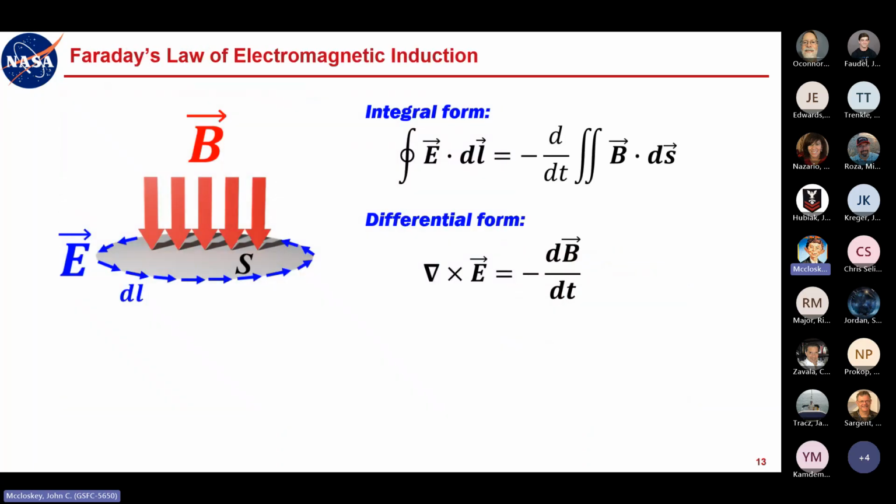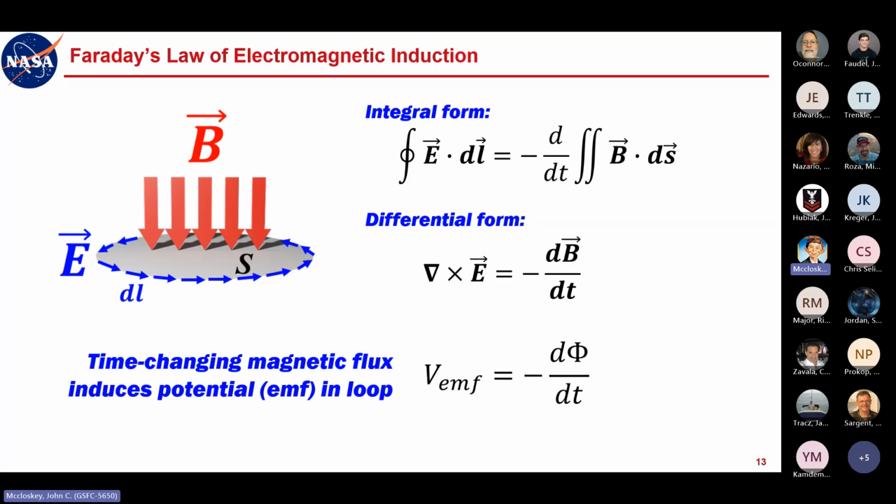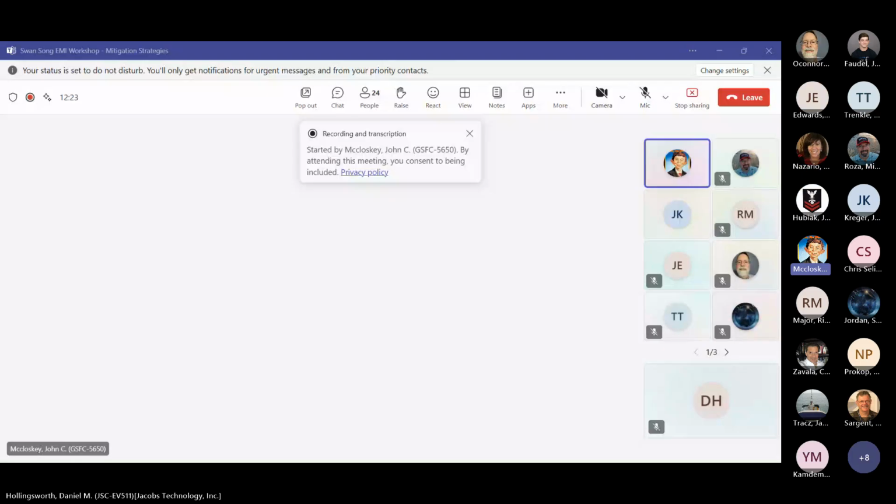And the other side of the magnetic picture is Faraday's law, which says that a time-varying magnetic flux through a loop will induce a potential or electromotive force, or EMF, in that loop. Those three terms are all pretty much interchangeable: EMF, electromotive force, potential. And so V_EMF equals minus d phi dt is the simplified expression of these. This is one of Maxwell's equations, right?